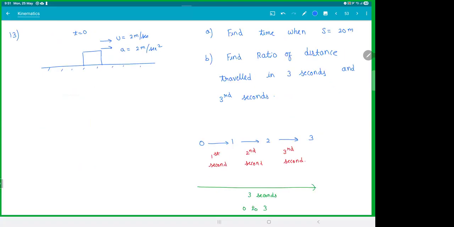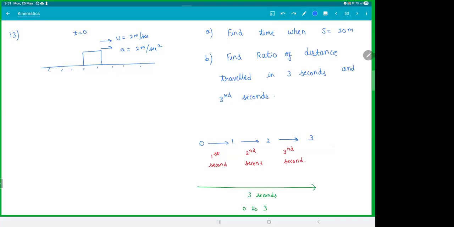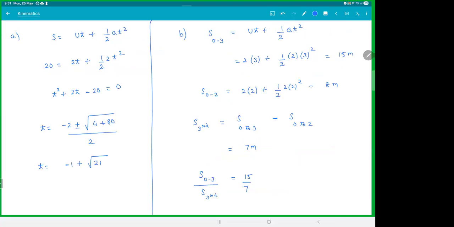So what I did, I found the distance from 0 to 3. I found the distance from 0 to 2. And when I subtract them, the balance is from 2 to 3. Is that making sense? So there is no need to think too much. Yeah, there is a formula for nth distance. We'll see that also, but this is the basic idea there. Any doubts on this? There we just use that one formula, S is ut plus half at square.